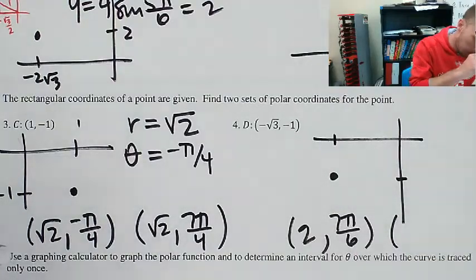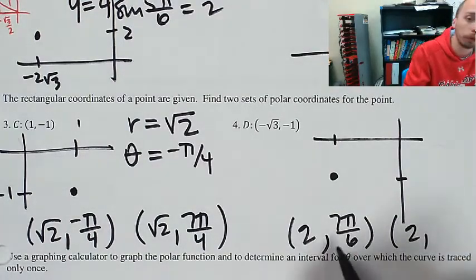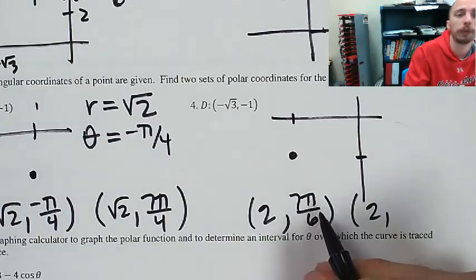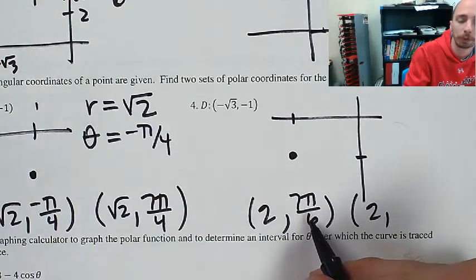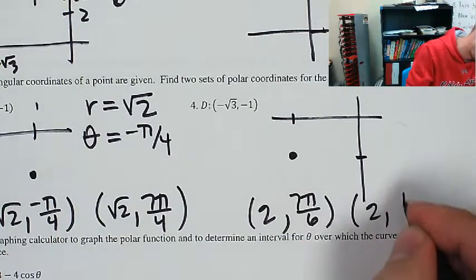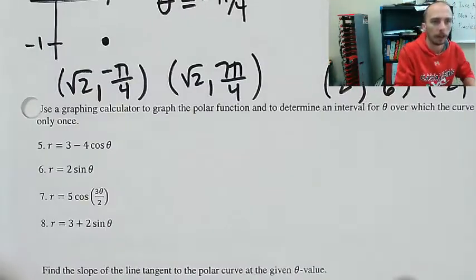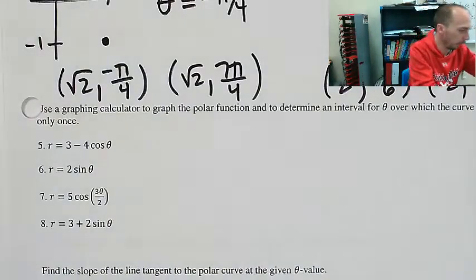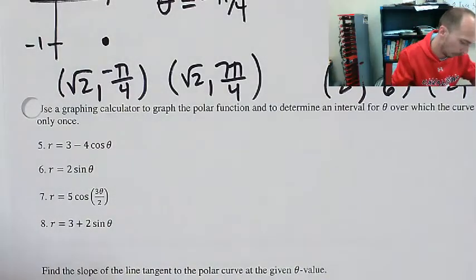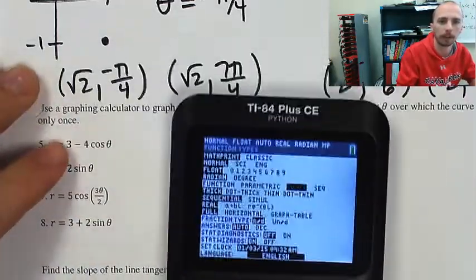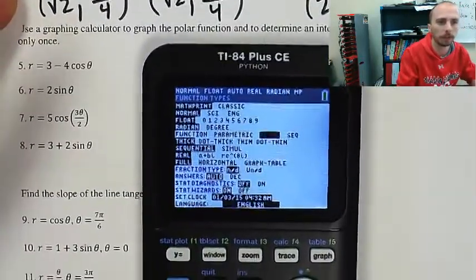Okay. Another set of coordinates for this would be r equals 2 and theta equals 7 pi over 6 plus 2 pi. So I'm going to add 12 pi over 6, which is 2 pi, and I'll get 19 pi over 6. Okay. And that's 2 sets. All right, use a graphing calculator to graph the polar function and determine an interval theta over which the curve is traced only once. So, all right, this is really getting you ready for the next thing that we're going to do, finding the area inside of these polar curves.